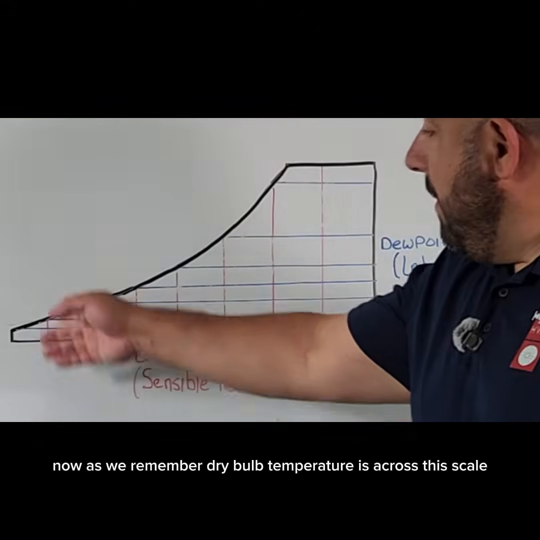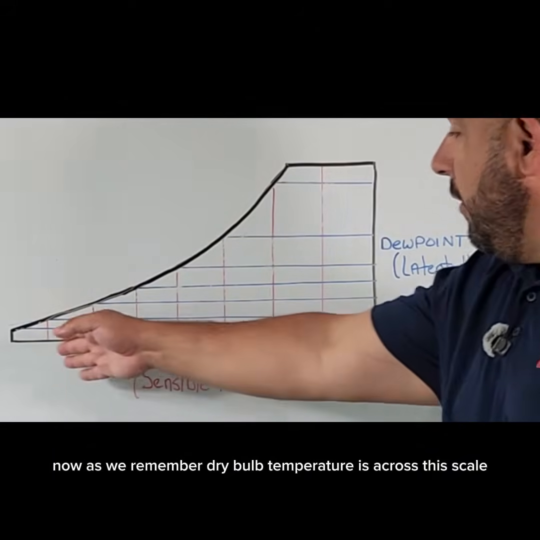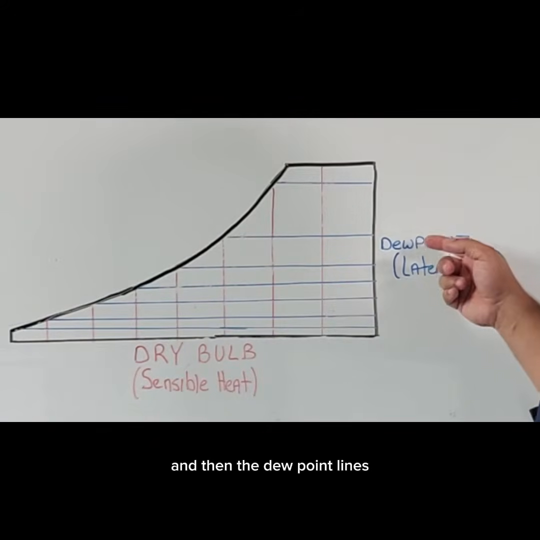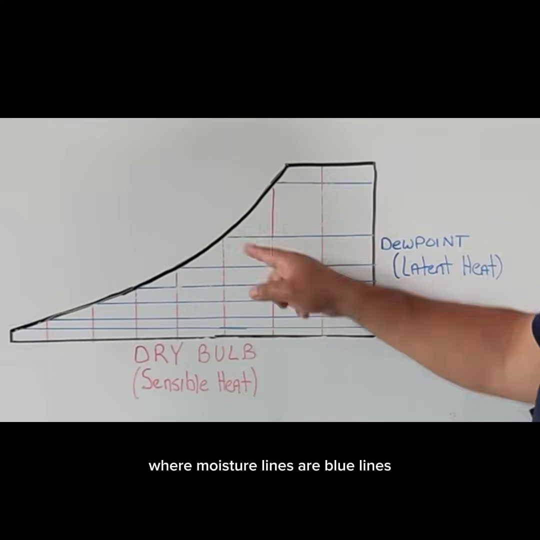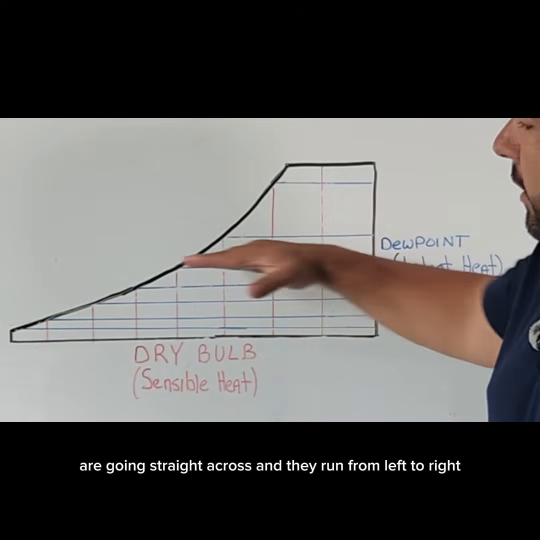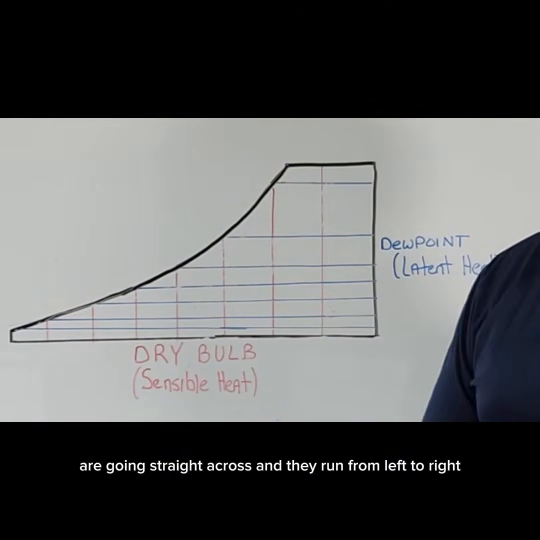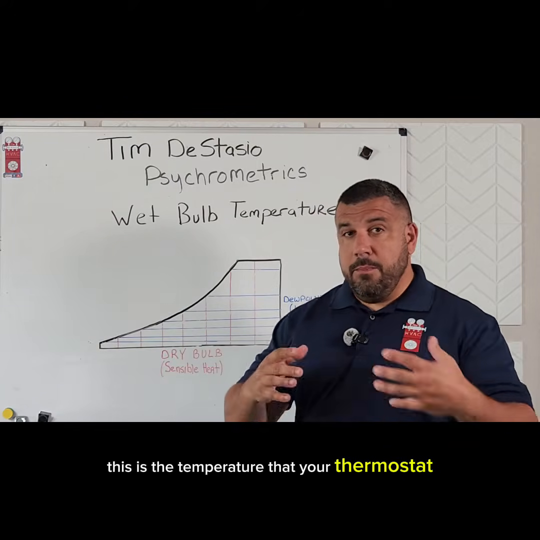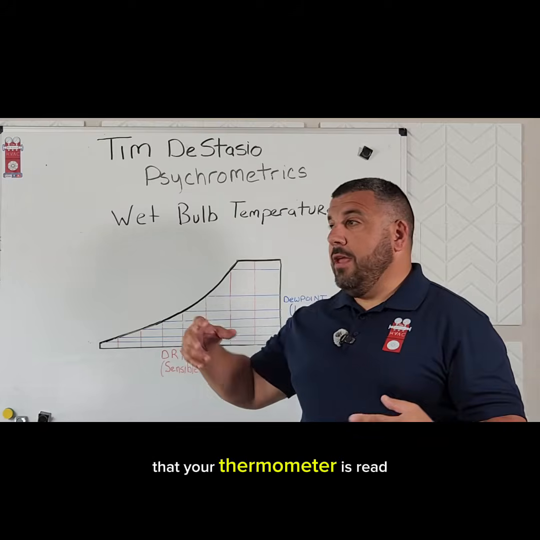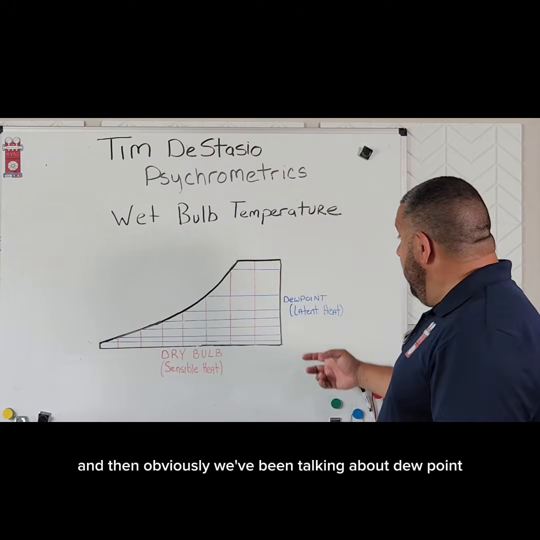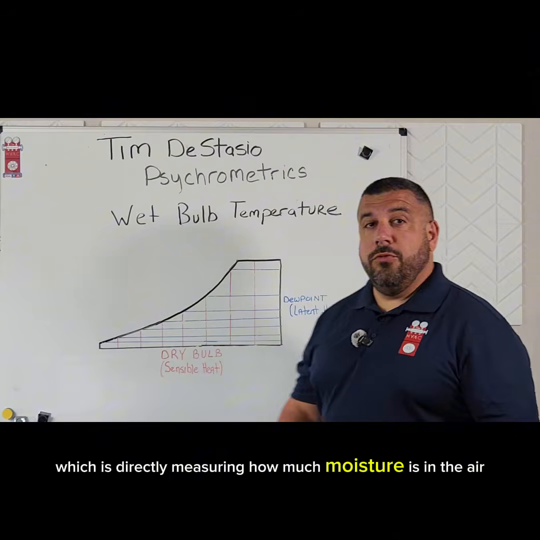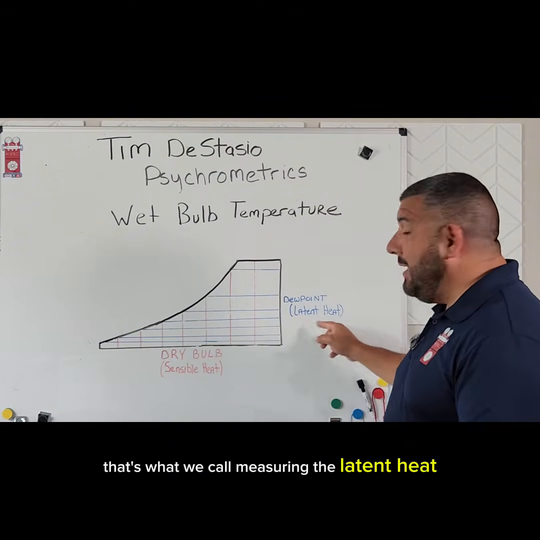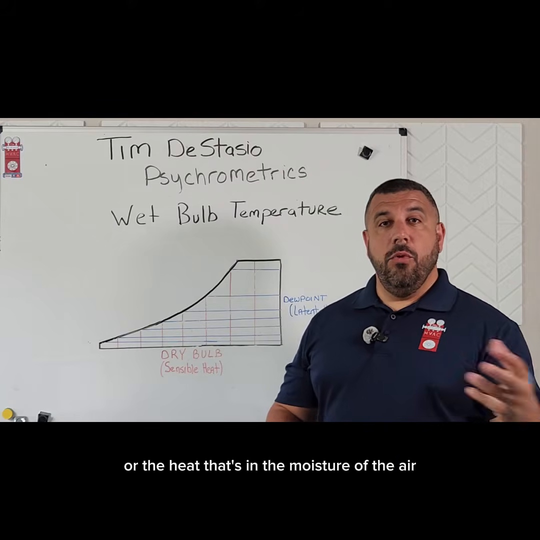Now, as we remember, dry bulb temperature is across this scale, and those lines go straight up and down. And then the dew point lines, or our moisture lines, our blue lines, are going straight across, and they run from left to right. Think about dry bulb temperature as your sensible heat. This is the temperature that your thermostat, that your thermometers read. And then obviously we've been talking about dew point, which is directly measuring how much moisture is in the air. That's what we call measuring latent heat, or the heat that's in the moisture of the air.